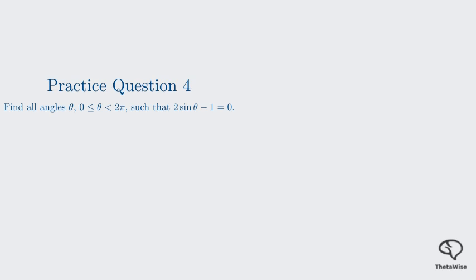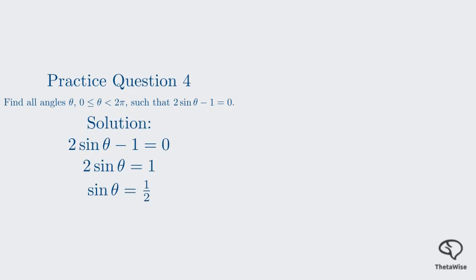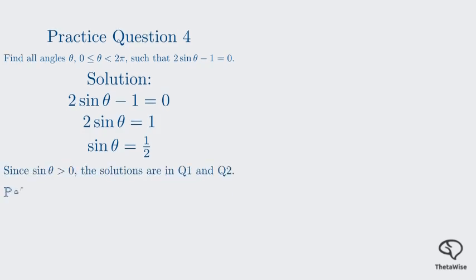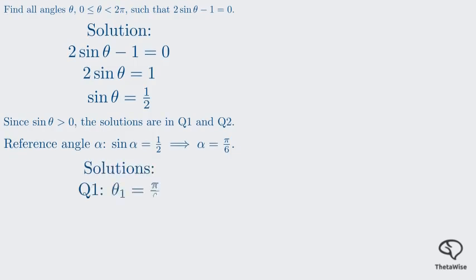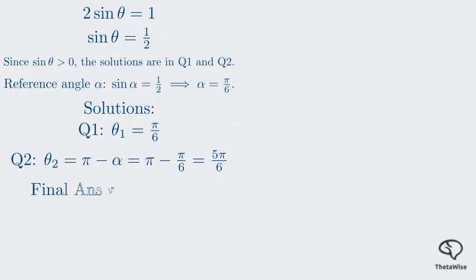Let's see the solution. Rearranging the equation, we find that sin θ equals 1/2. Sin is positive, so our solutions will be in quadrants 1 and 2. The reference angle, for which sin is 1/2, is π/6 radians. This is our first solution, θ1. For the second solution in quadrant 2, we use the identity θ2 equals π minus θ1, so θ2 equals π minus π/6, which is 5π/6. Our two solutions between 0 and 2π are π/6 and 5π/6.